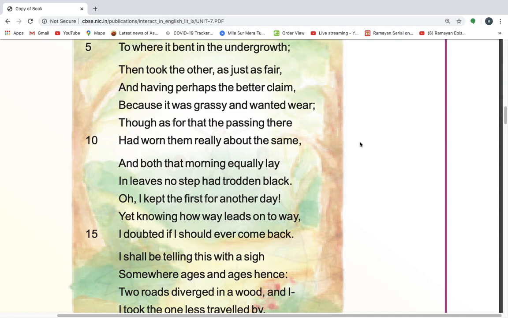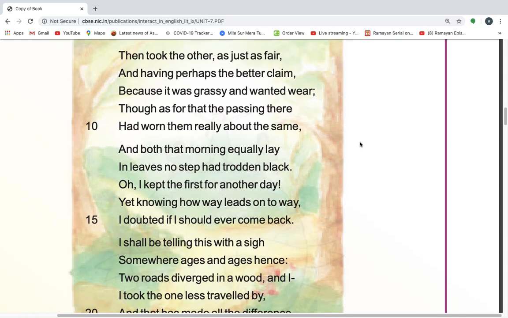And both that morning equally lay in leaves no step had trodden black. Oh, I kept the first for another day, yet knowing how way leads on to way, I doubted if I should ever come back. The poet admits that once he takes one path, it is not necessary that he will get the chance to come back and take the other path. He knows that one way leads to another.